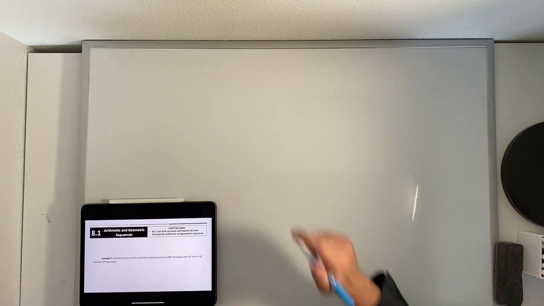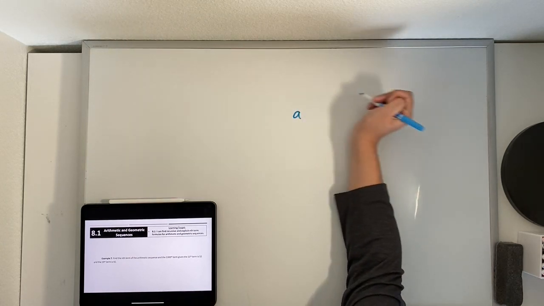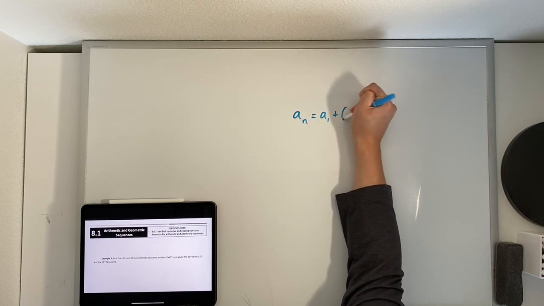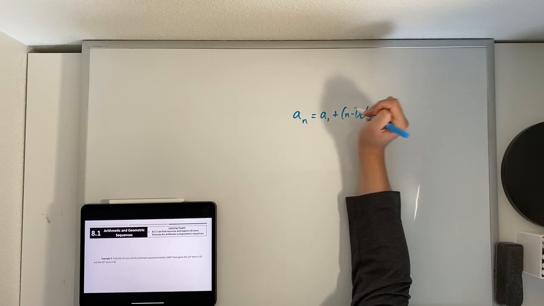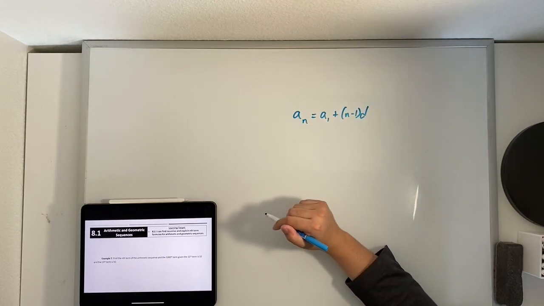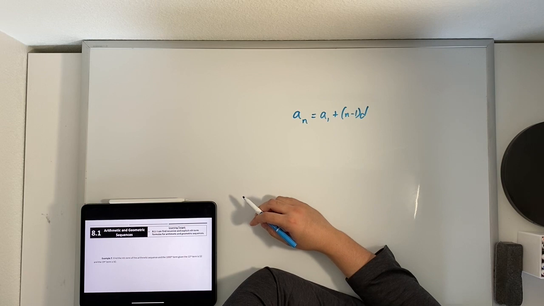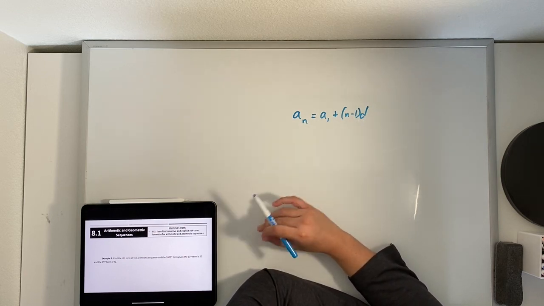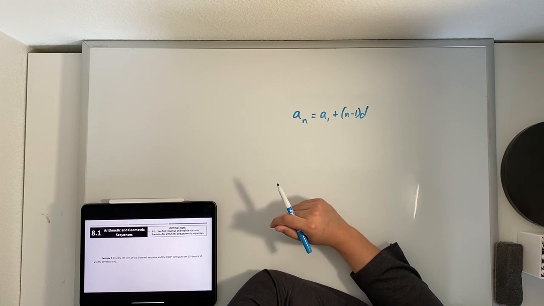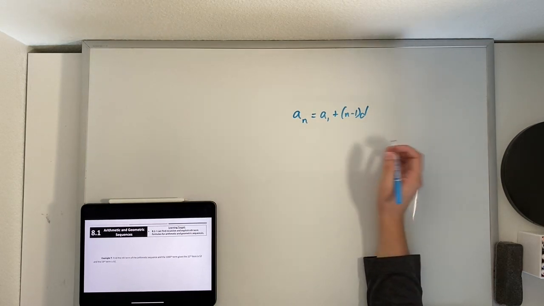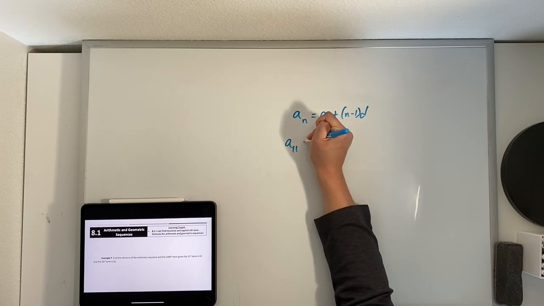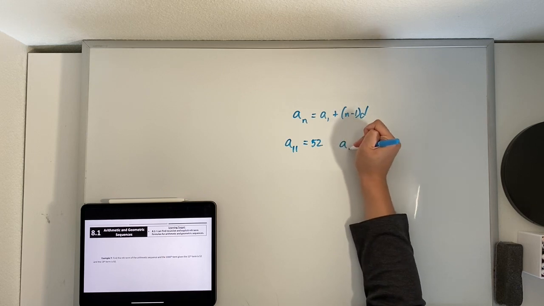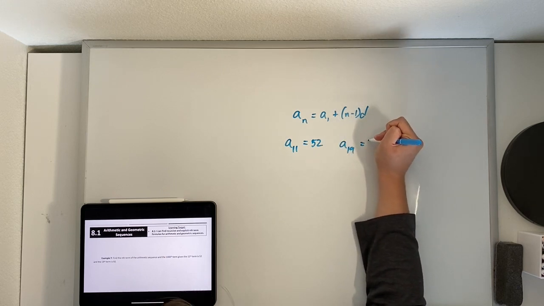Let's start with what we know. We want the nth term, and then this would give us the 1000th term as well. In order to find the nth term, we need the first term and we need the common difference. They didn't give us either of those pieces of information here. What they did give us was that the 11th term, so A11, is 52, and the 19th term, A19, is 92.